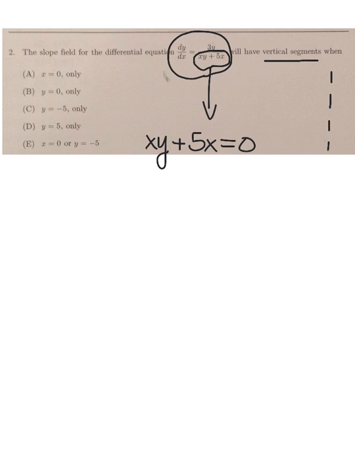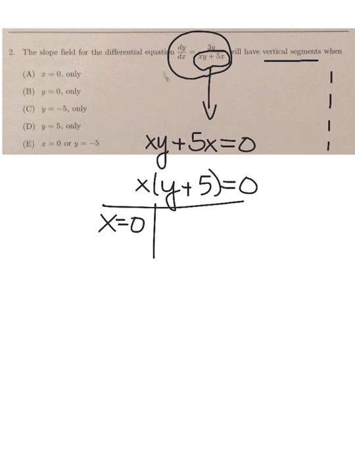All right, so anyway, from here I'm just going to factor out the x. I'm going to get y plus 5 equals 0. A little t-chart here. So I know that x has to equal 0 or y has to equal -5. And if you look at that, that is choice E. The answer for number 3 is choice B, as in boy.